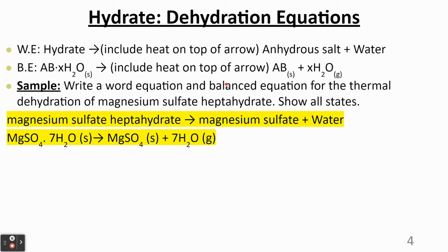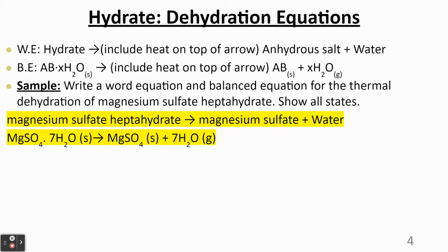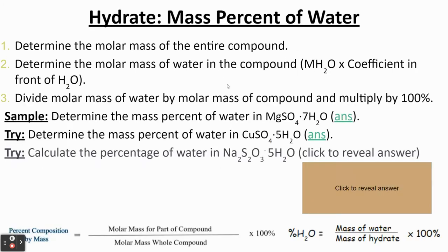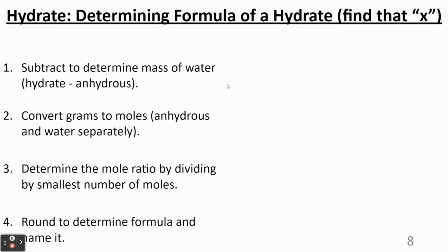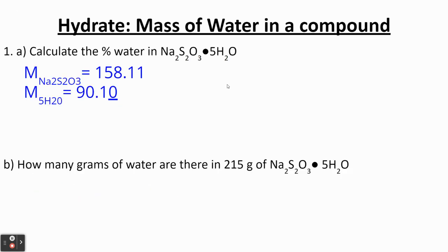So there are some essential skills we need to do before we move on to a full hydrate analysis. We need to be able to write dehydration reactions for hydrates, and we're going to do some examples together. You also need to be able to calculate the molar mass of a hydrate, which is pretty straightforward. Luckily, if you can do molar mass already, it's just an extra step that you have to do here. And then we have to be able to calculate the mass percent of water in hydrates as well. Once we can do the mass percents, the molar masses, and write those dehydration equations, then we can go and do a full hydrate analysis to determine the formula of a hydrate.